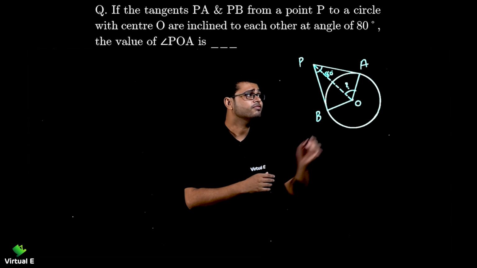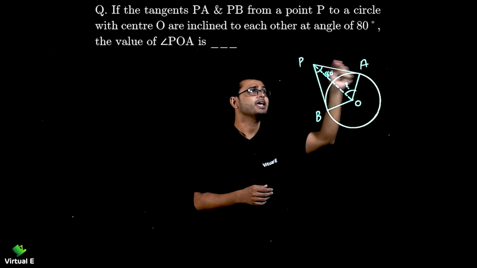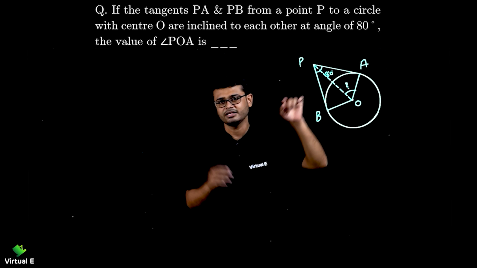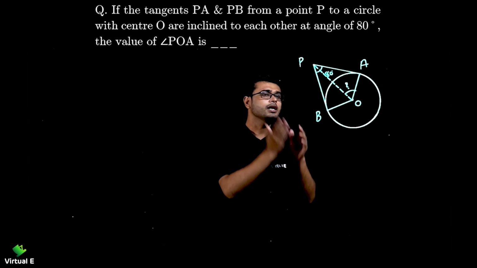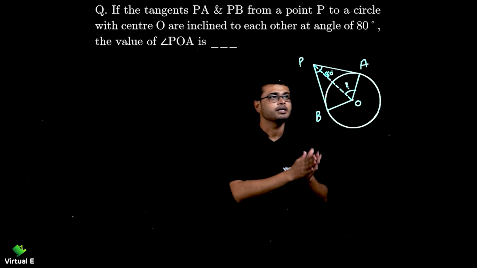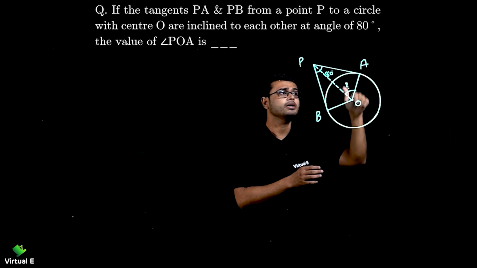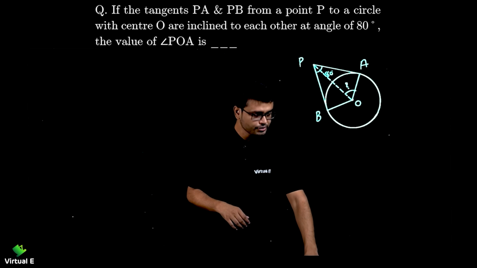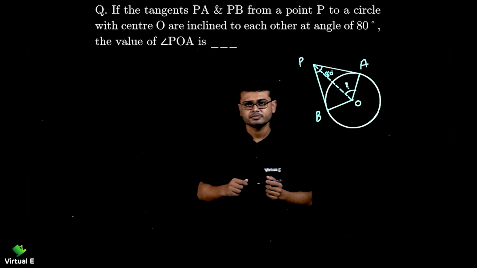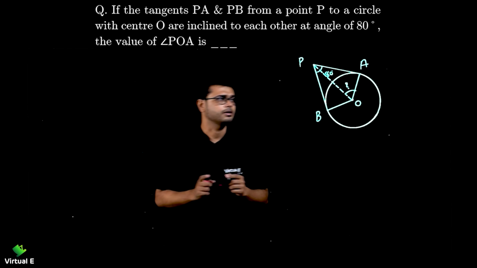So far we learned how to find this angle. I think we discussed APB, right? This angle we found in the previous two questions. Now we need to do it the reverse way, right? This angle is given as 80 degrees and we need to find only POA, right? So we are going to use the previous method that we used with the help of a quadrilateral.